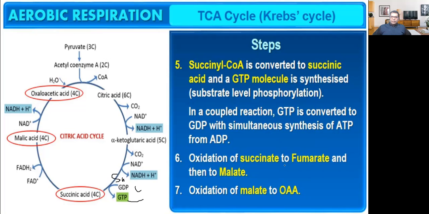Oxidation of succinate to fumarate and then malate. So ultimately, this succinic acid will be oxidized into succinate, then fumarate, then malate, and then malate will be oxidized into oxaloacetic acid, that is OAA.